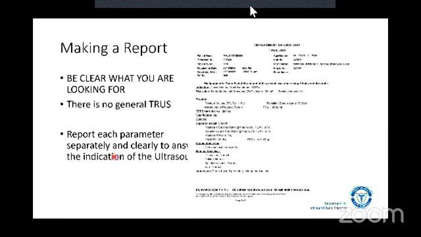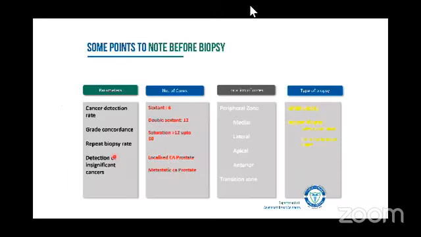So whenever you are doing a transrectal ultrasound, be clear what you are looking for. You just cannot do a general transrectal ultrasound trying to find out what's wrong with the patient. What you are doing is actually confirming your diagnosis on the transrectal ultrasound.